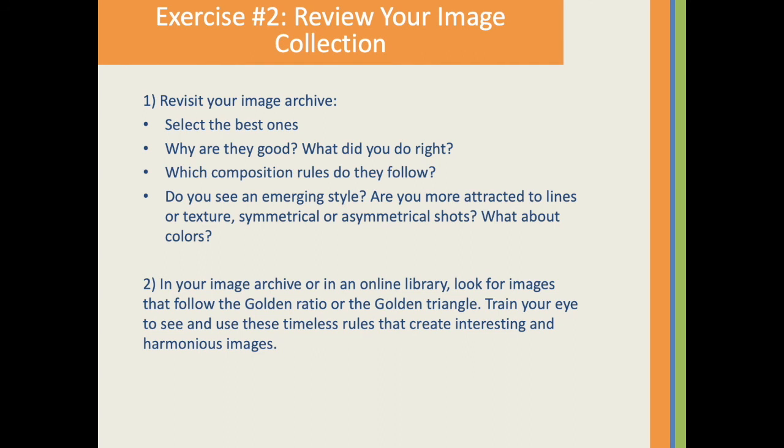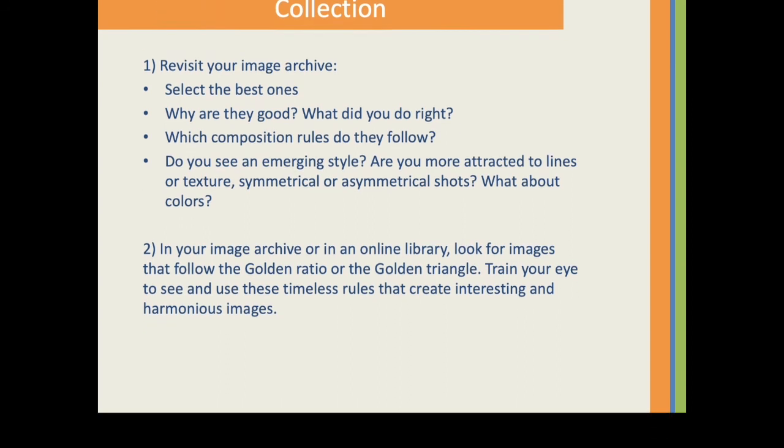And with golden ratio and golden triangle, this one is a bit trickier. At least I find it a bit trickier. So instead of thinking about golden ratio and golden triangle, either look at your image archive or look for images online that have the golden ratio or the golden triangle and train your eye to see and use this rule because it really creates interesting and harmonious images. So these are our two exercises for this week.